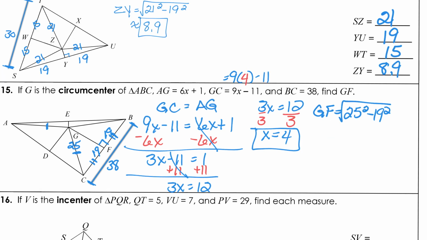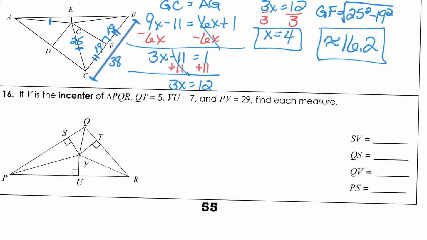And so now we use the Pythagorean theorem. This is the hypotenuse squared minus the leg squared, and we take the square root of that. And when we put it into the calculator, the length of GF is approximately 16.2.